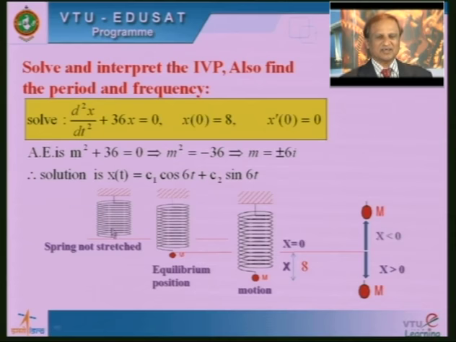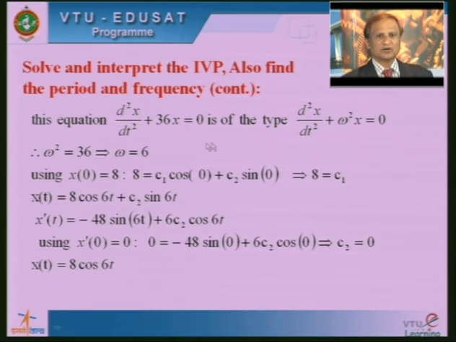What it represents, as I have mentioned in the last session: spring is not stretched, equilibrium position, mass is attached. In this case, mass is not attached. This red line is called the equilibrium position. When we start a motion, it is given that initially the displacement x of 0 is equal to 8 units. That is why I have considered 8, initial displacement. And they have given initial velocity is 0.